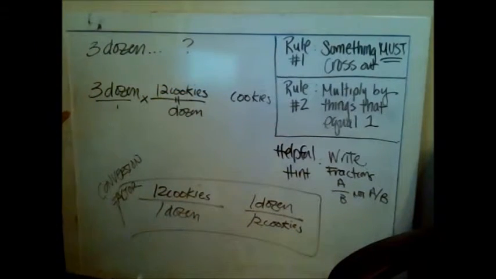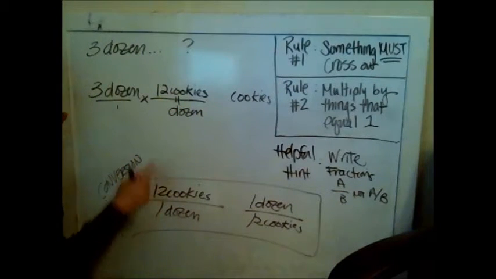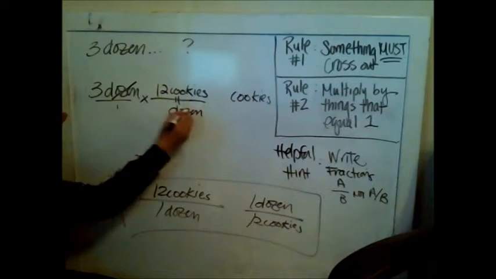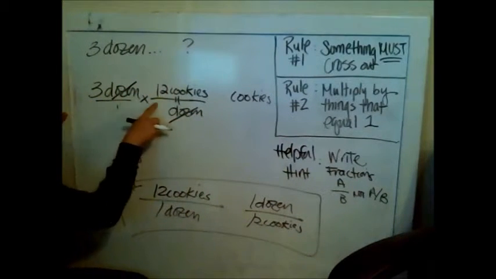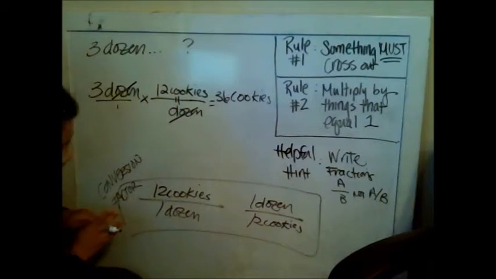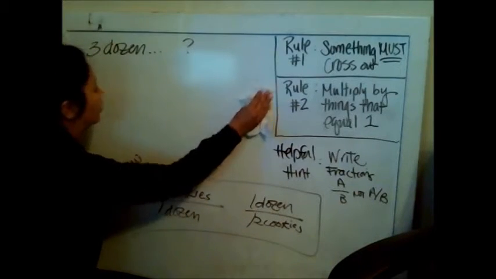When I'm first starting out, I will frequently write an equal sign here just to remind myself that it has to equal 1. Does 12 cookies equal 1 dozen? Yes, it does. Can something cross out? Yes, it can. So then I get 3 times 12 is 36, and the word that I have left is cookies. All right? And we can end up doing this for all sorts of things.